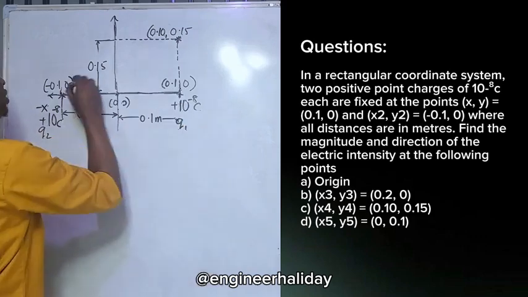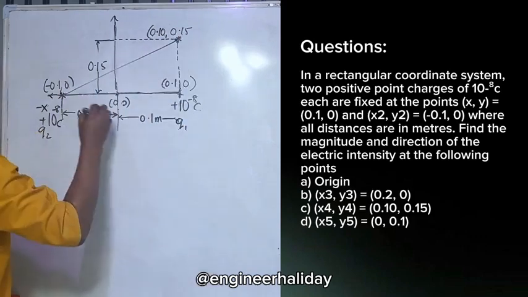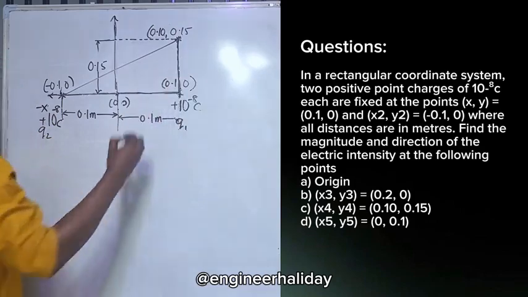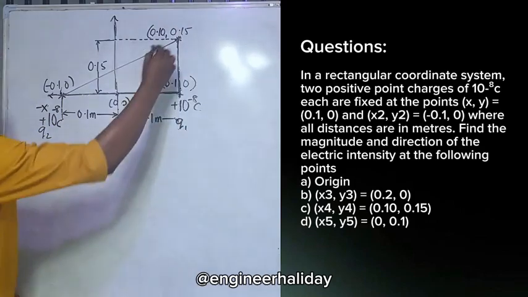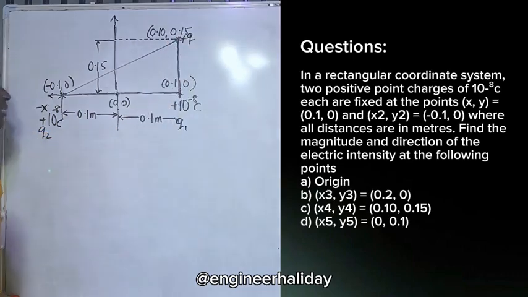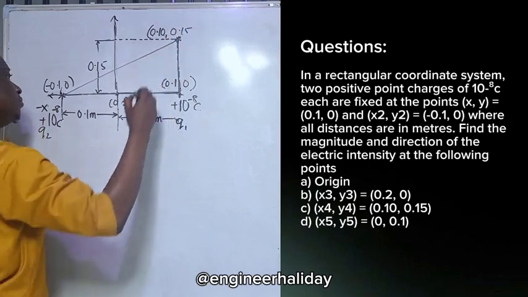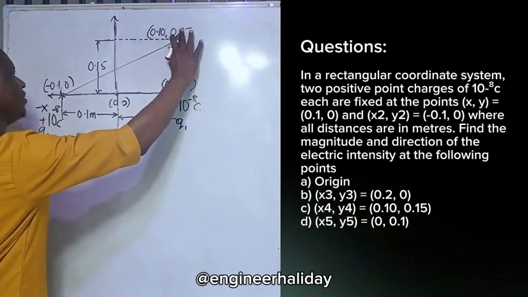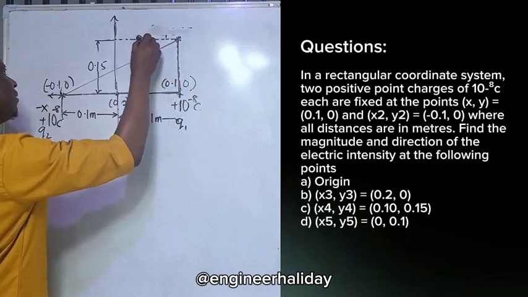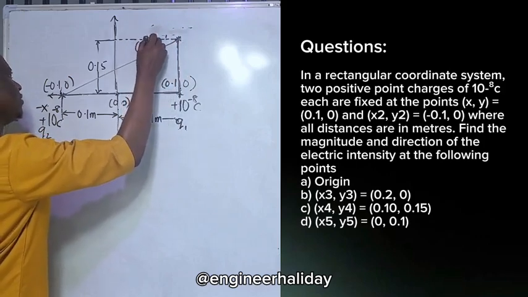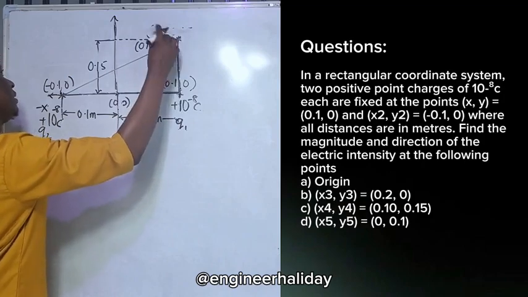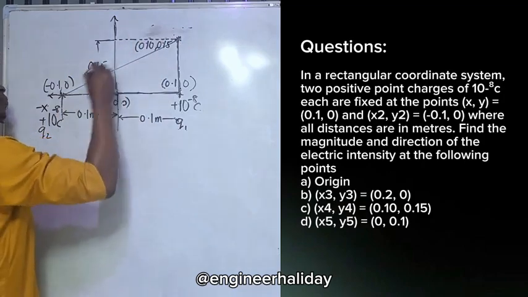Now, at this point, let's join it together with this. So you join this one together with this. So this is what we would have. This is a test charge. You place a test charge there. Now, if you place a test charge here, what will happen is this. Look at it. Let me write it here. (0.10, 0.15).